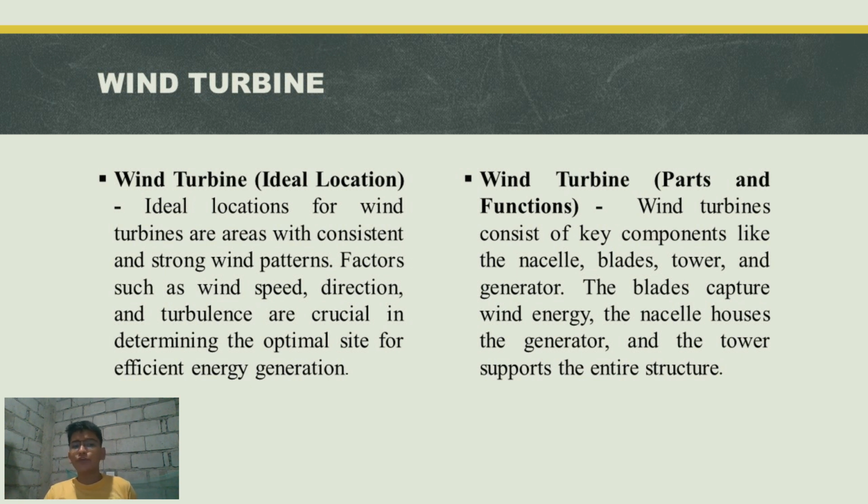Ideal locations for a wind turbine are the areas that are consistent with strong wind patterns. Factors such as wind speed, direction, and turbulence are crucial in determining the optimal site for efficient energy generation.